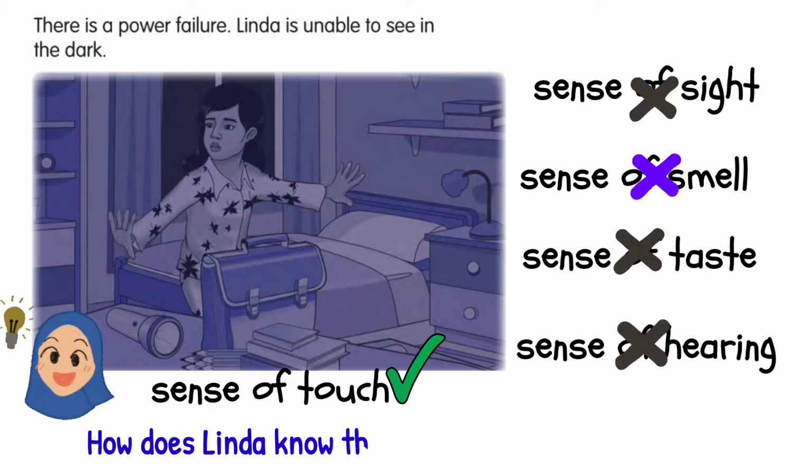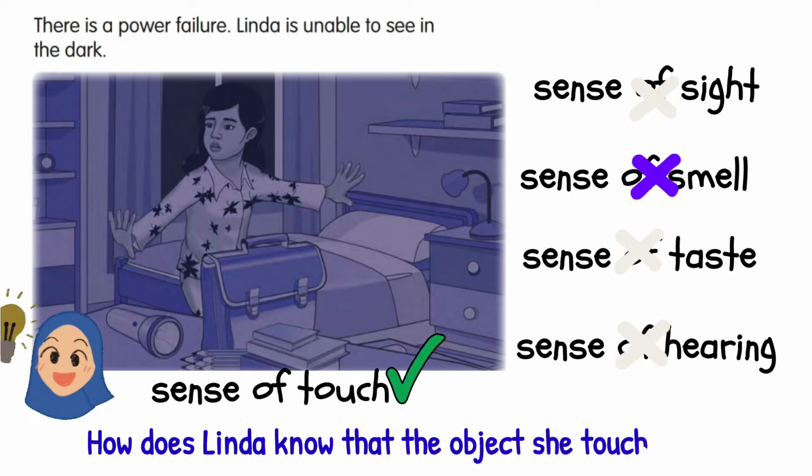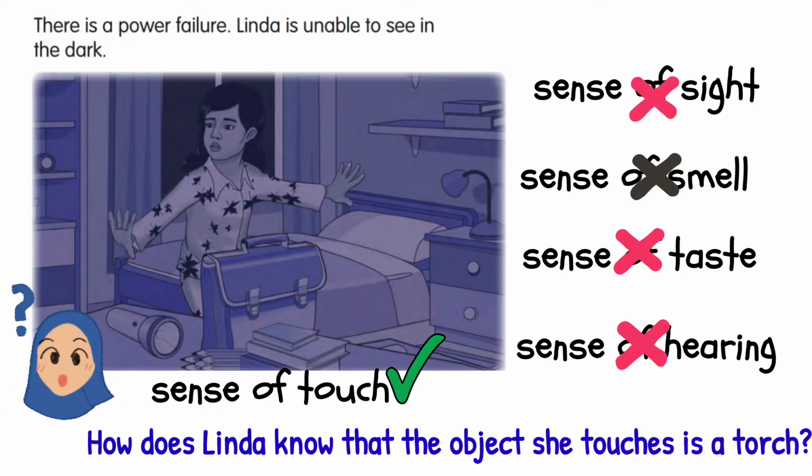Okay, how does Linda know that the object she touches is a torch? Okay, let's think. Okay, mari fikirkan. How does Linda know? Yes, she knows because she has experience of touching the torch before. Okay, dia ada pengalaman memegang torchlight sebelum ni. So, she knows the shape of the torchlight. She knows how it feels. So, she knows that it is the torchlight.